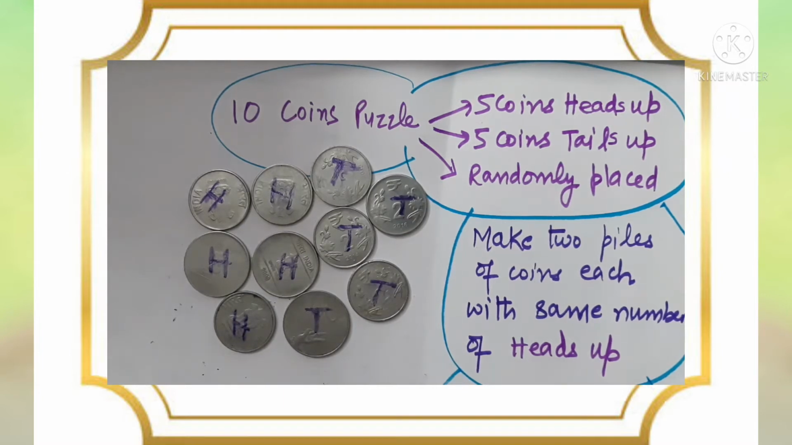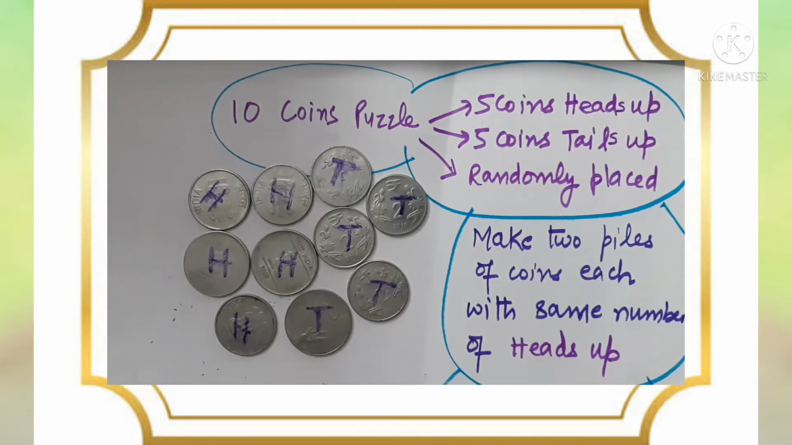Today's puzzle is an interesting one, a famous 10 coins puzzle. So you can see that we have a total of 10 coins. 5 coins are heads up and 5 coins are tails up. Now the challenge is you have to close your eyes first and then make 2 piles of coins, each with the same number of heads up.